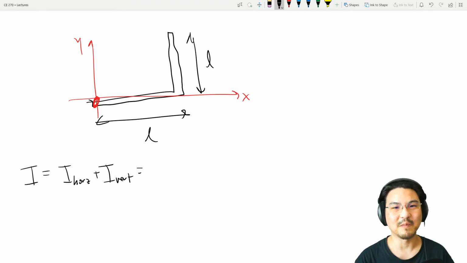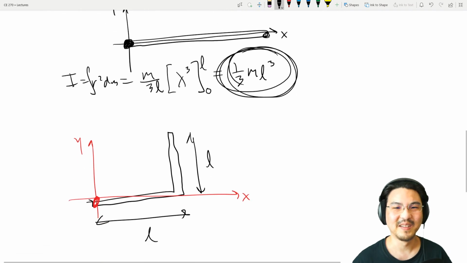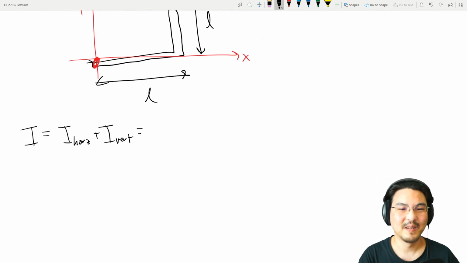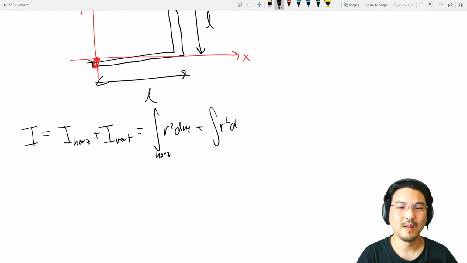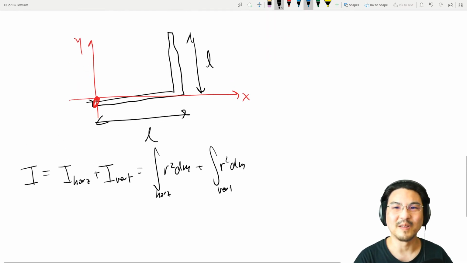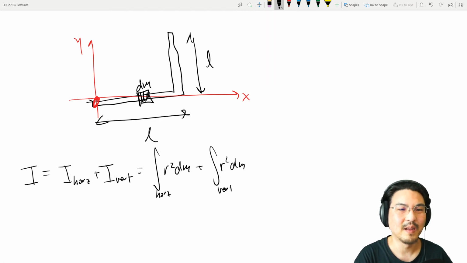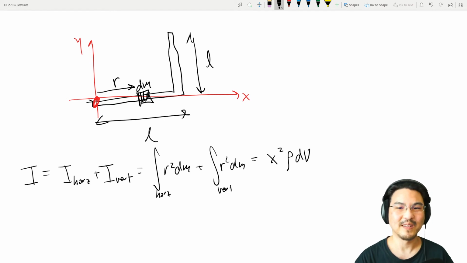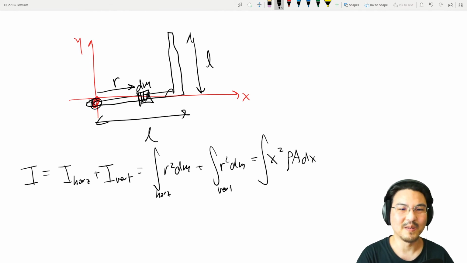Okay, so the horizontal part actually looks exactly like what we just did right here. So, right, that's r squared dm. This is the horizontal part, vertical part. But then the horizontal part is only, like, this is our little differential mass element here. And we're integrating r, which in this case is only in the x direction. So it'll be x squared. And then dm again is rho dv. dv is area times, in this example, dx. And then in this case, integrating from here to here, 0 to L.